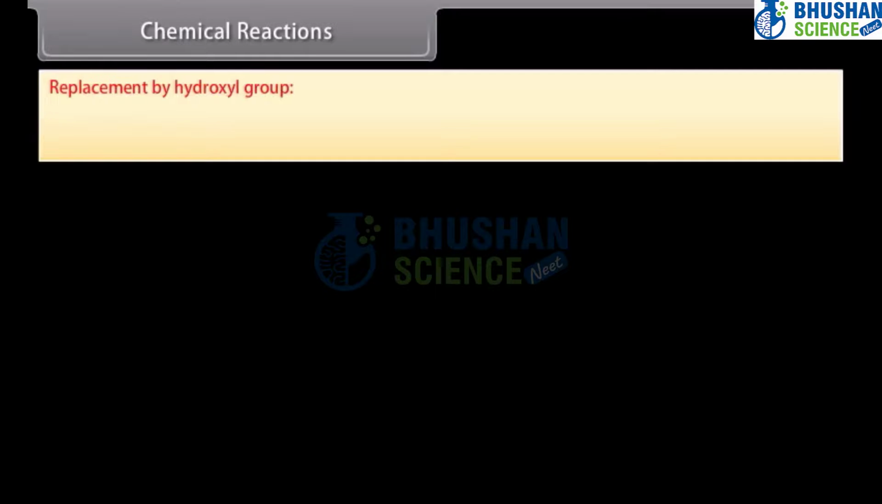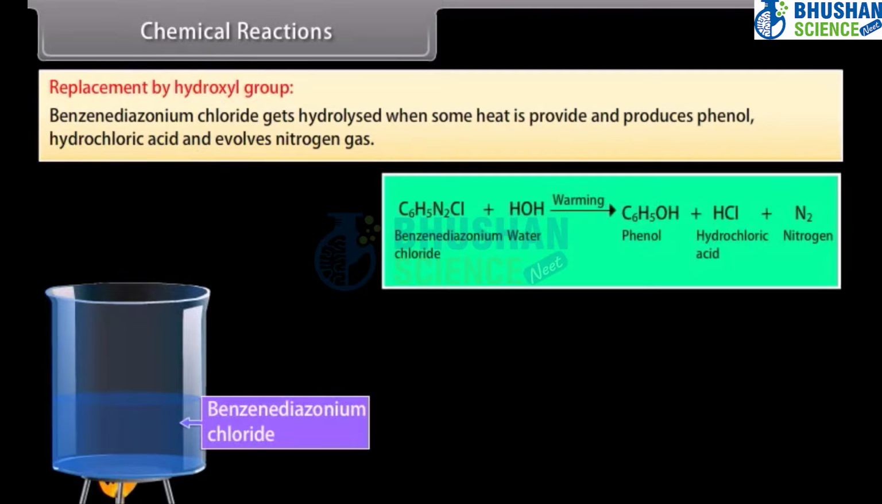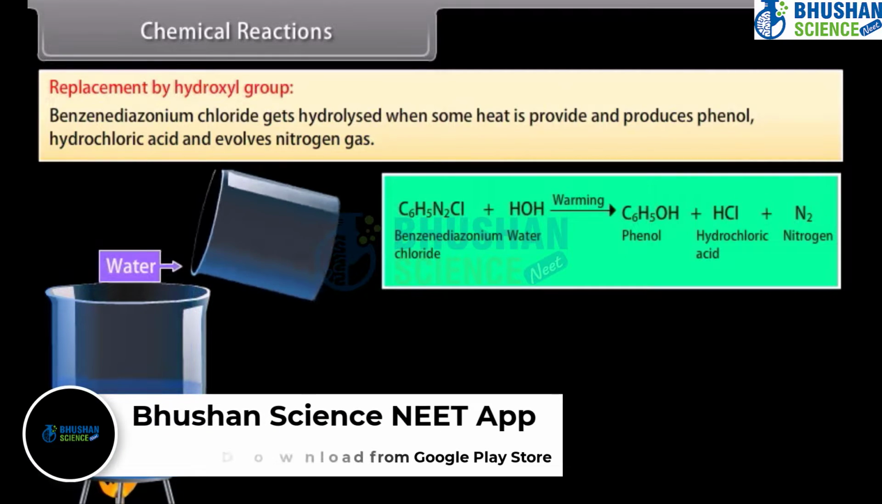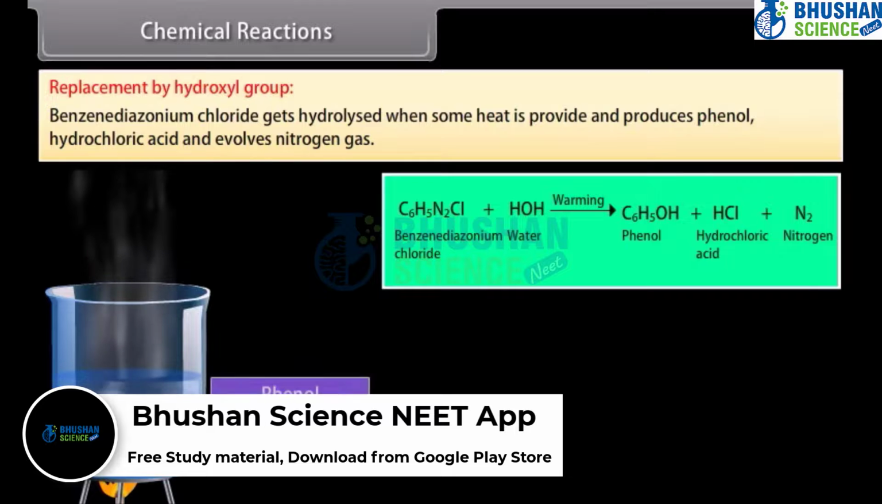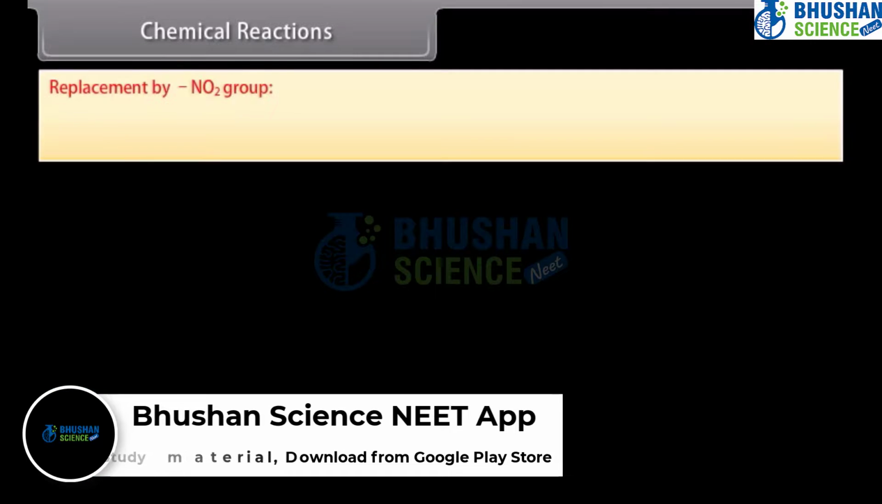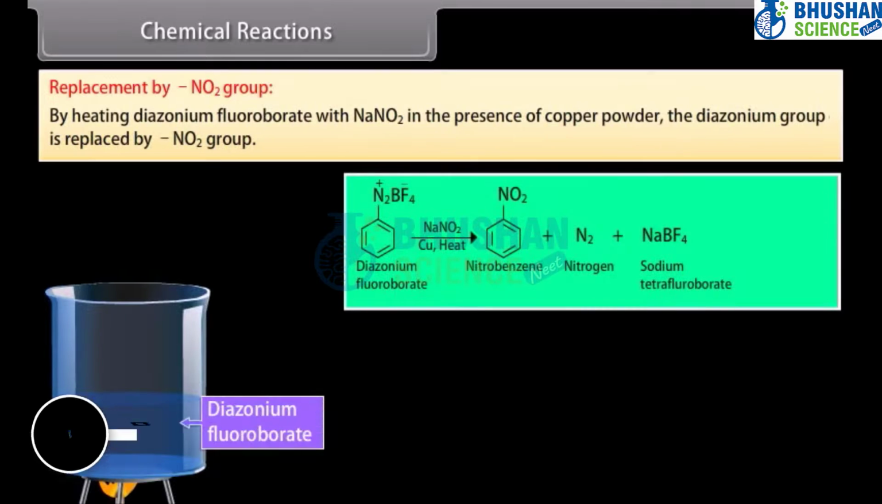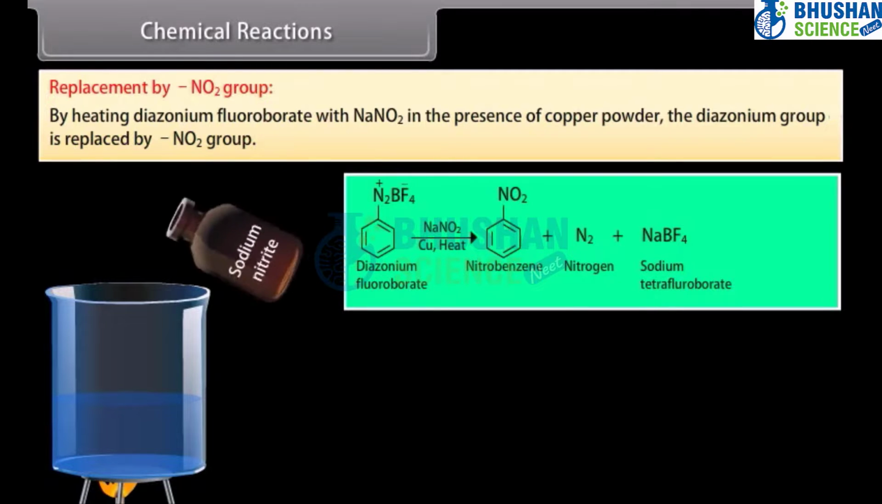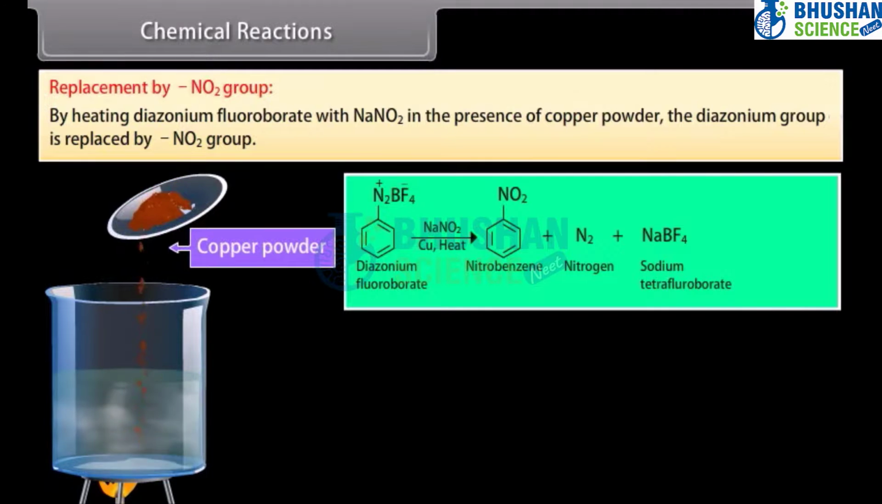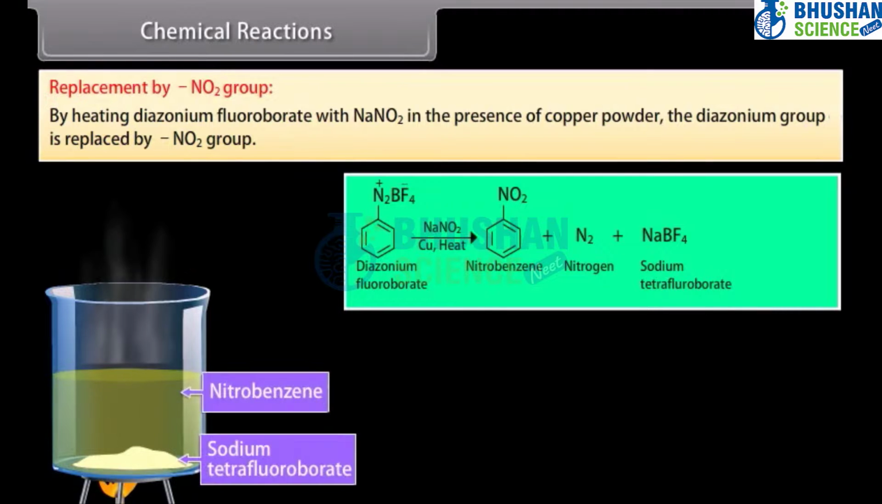Replacement by hydroxyl group. Benzene diazonium chloride gets hydrolyzed when some heat is provided and produces phenol, hydrochloric acid and evolves nitrogen gas. Replacement by nitro group. By heating diazonium fluoroborate with sodium nitrite in the presence of copper powder, the diazonium group is replaced by nitro group.